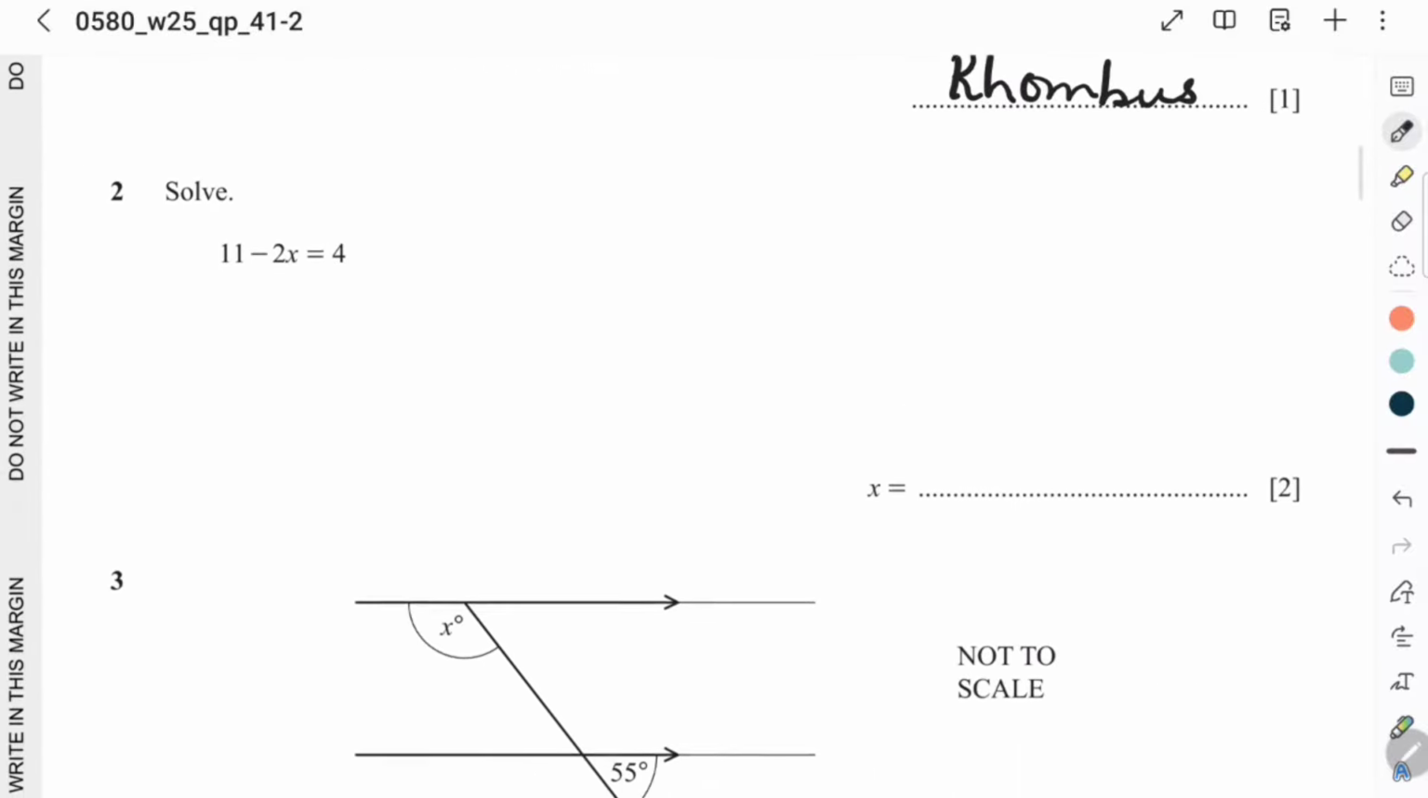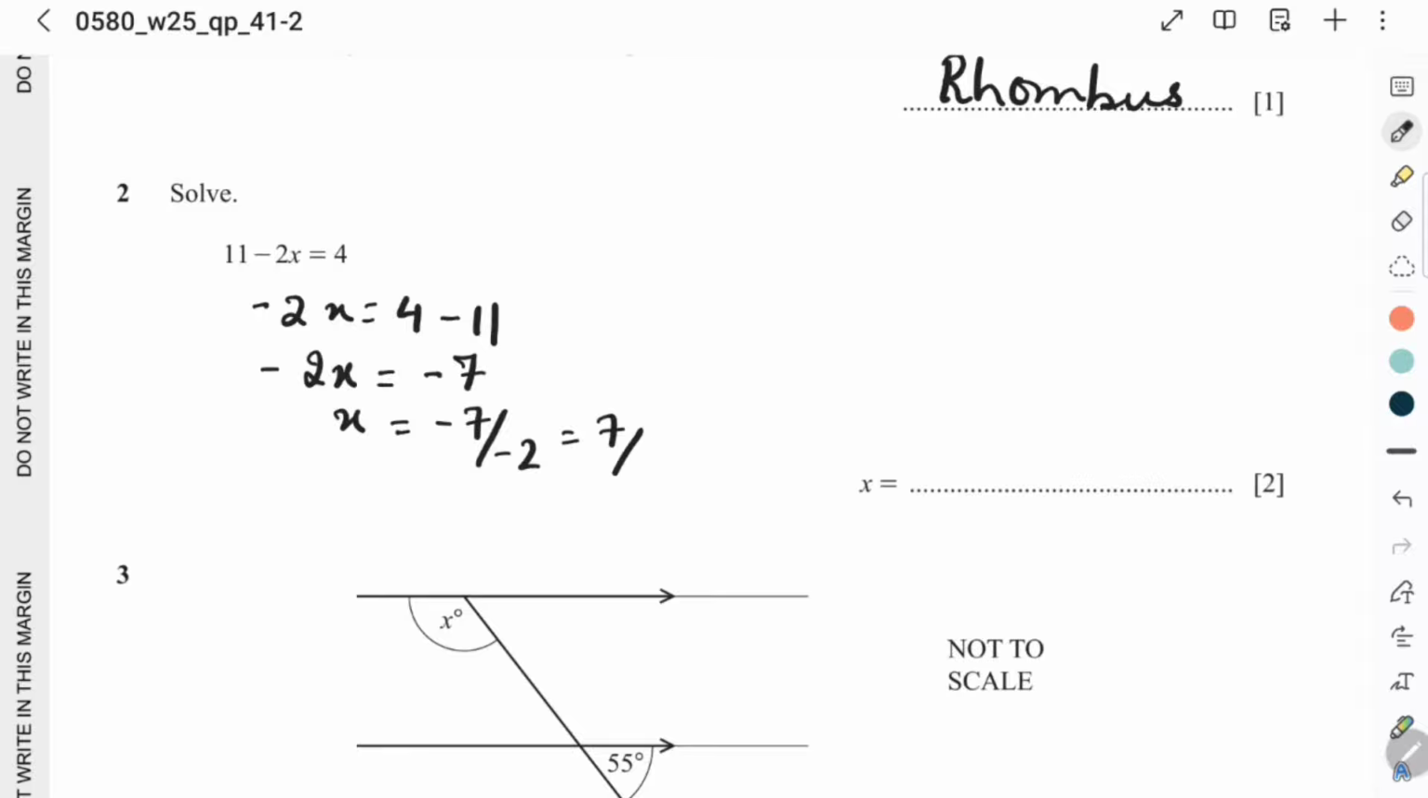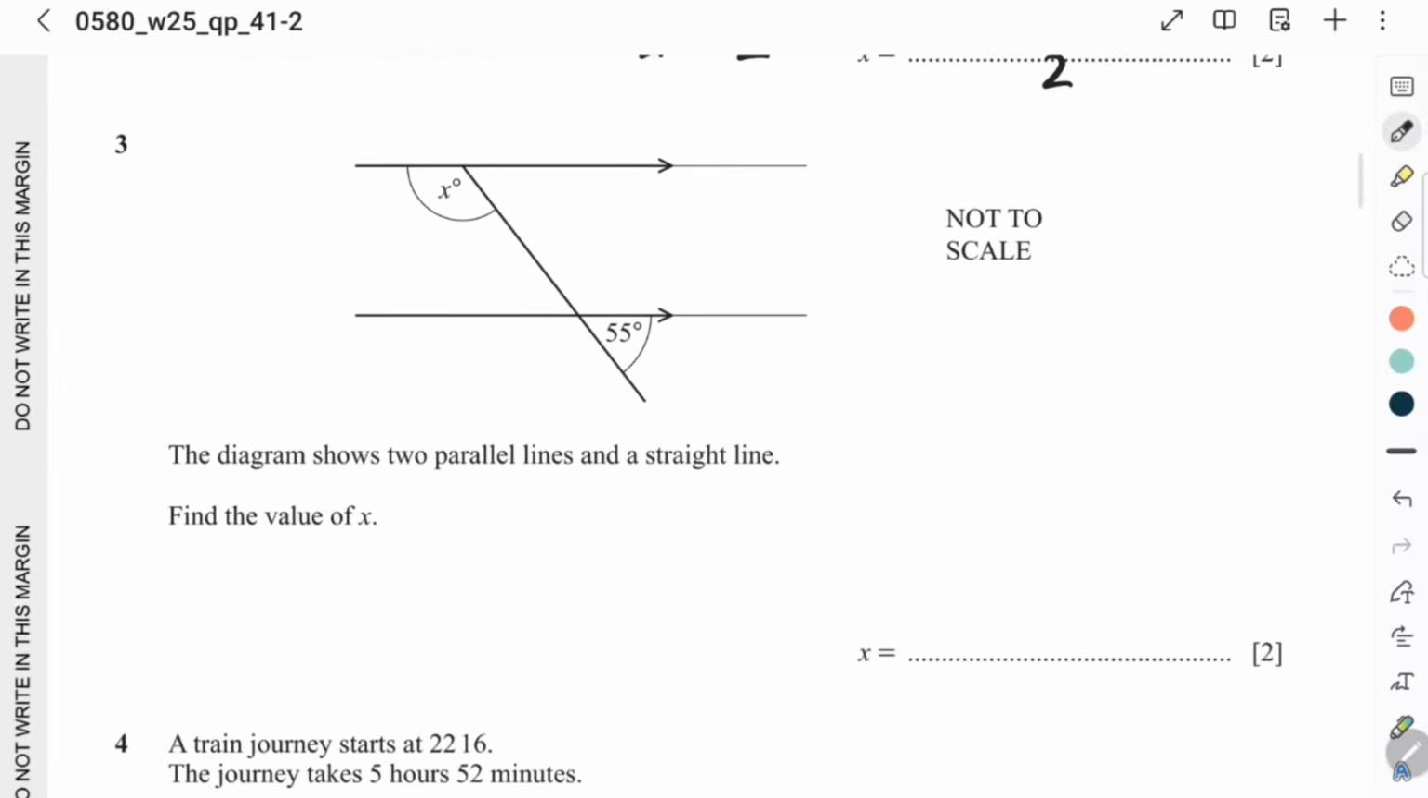Now question number 2, solve 11 minus 2x equals 4. So minus 2x equals 4 minus 11, and the difference of 4 and 11 is 7. The greater number is 11 and it is negative, so you write a minus sign with it. x equals minus 7 over minus 2, which means 7 over 2. Either write 3 whole 1 over 2, or 3.5, or 7 over 2. All of the answers are acceptable. Go to the next question.